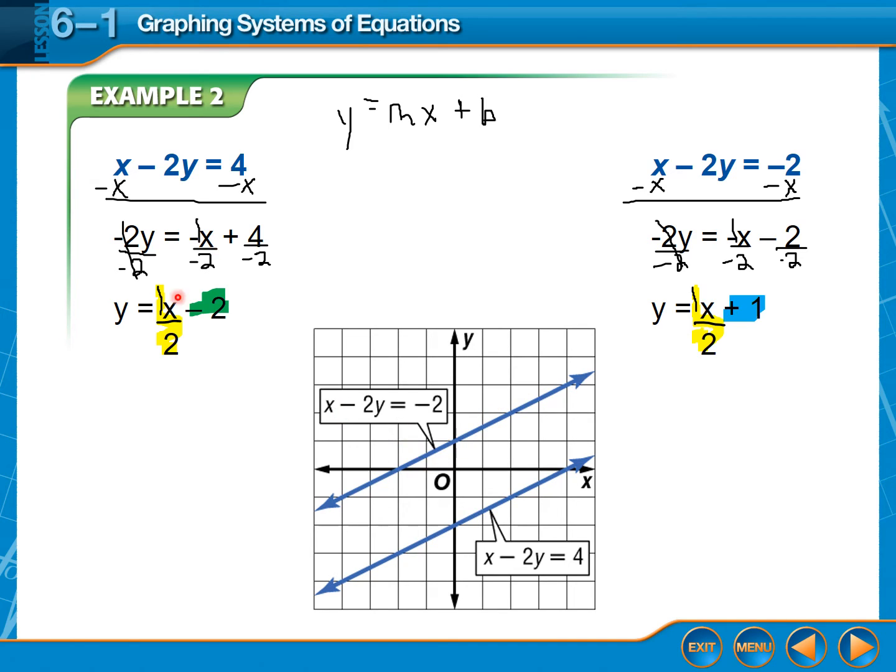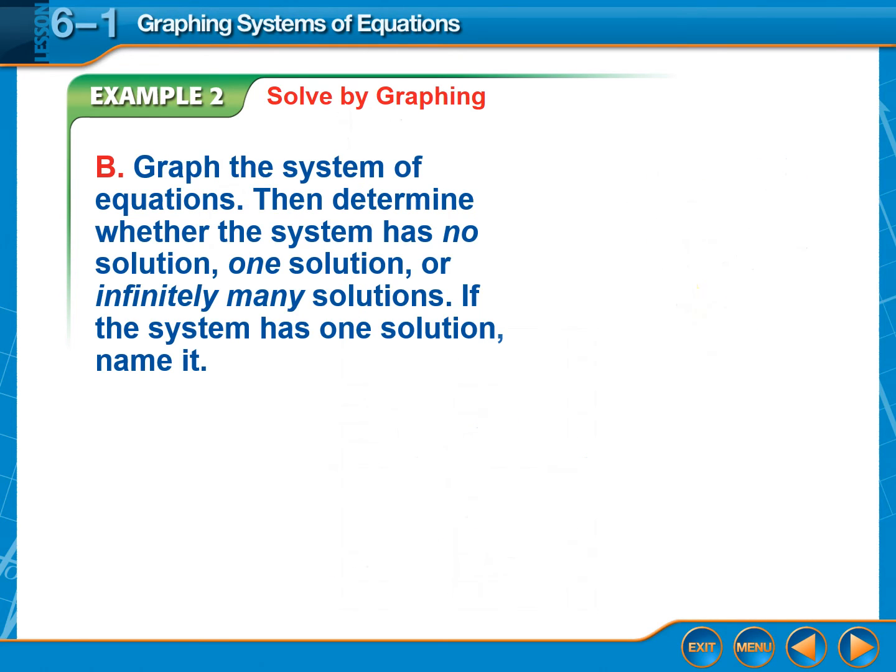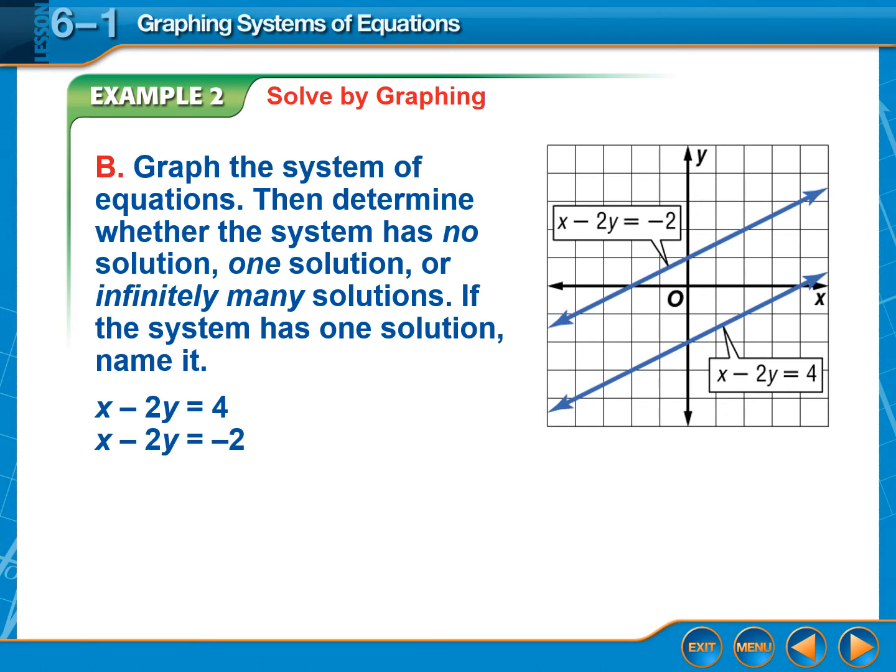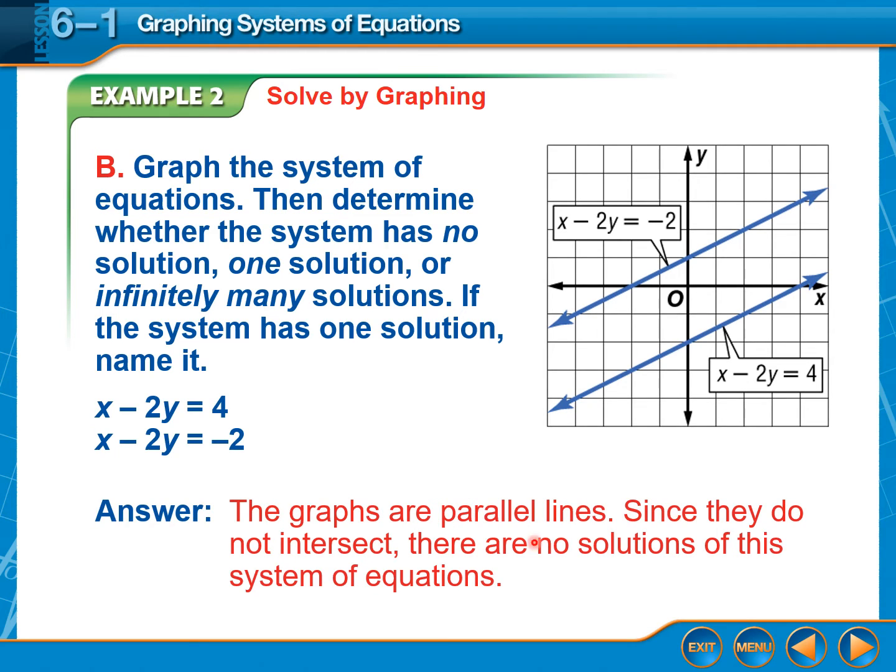So y equals 1/2 x minus 2 starts at negative 2 on the y-axis, and the slope is up 1 and over 2. Up 1 and over 2. Second equation starts at positive 1 on the y-axis, and the same slope, up 1 and over 2. So these two lines are parallel, which means they will never intersect. So since they're parallel, they do not intersect, and there will be no solution.